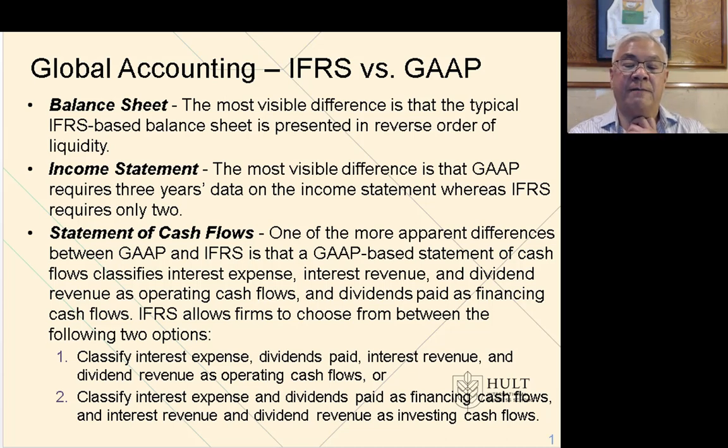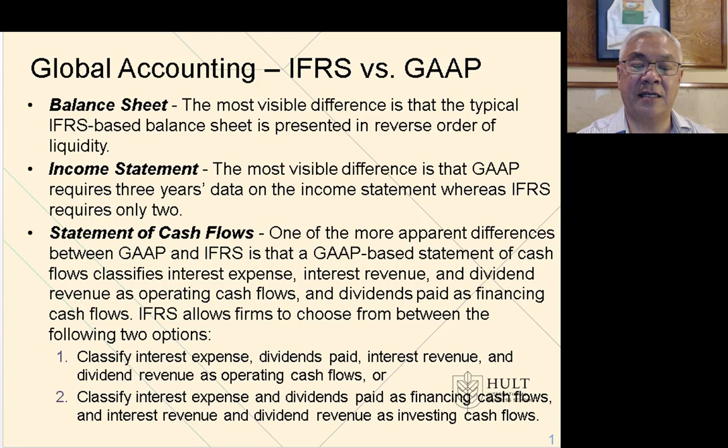We covered that earlier, and compared to GAAP, there are differences, and I'll put them on one slide. They're much more technical than this would be, of course. The most visible difference is that the liquidity balance sheet is in reverse order of liquidity, from the oldest to the one that's most current. So cash is not first.